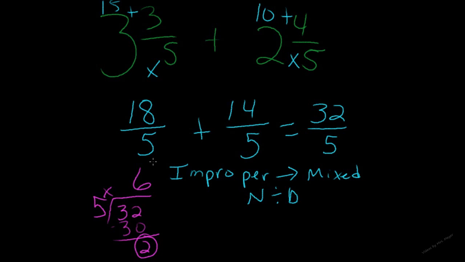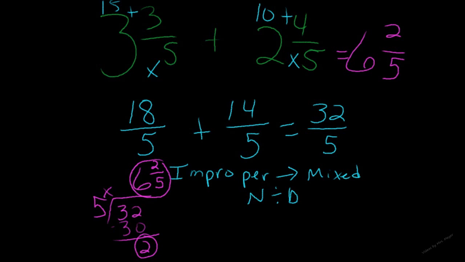This is our remainder. This is where we bring our remainder up. Our remainder becomes the numerator of our mixed number, and our denominator stays the same throughout the entire problem, which was just our divisor. So 3 3/5 plus 2 4/5 equals 6 2/5. Okay, so that's changing mixed numbers to improper fractions and solving it that way.